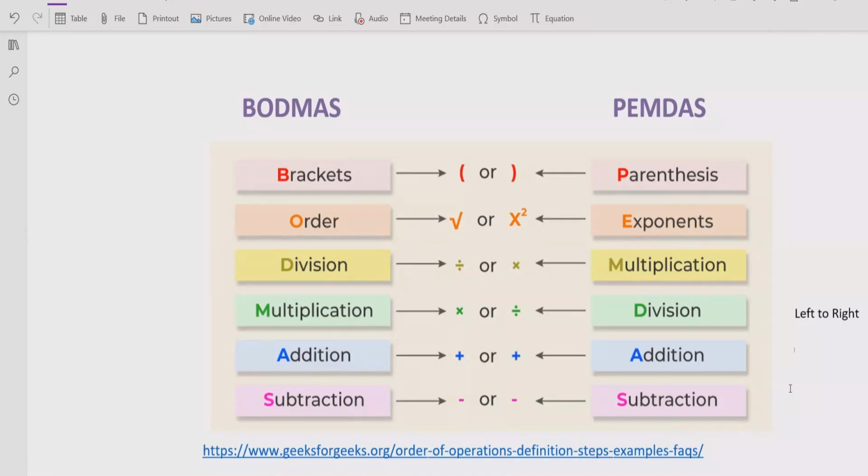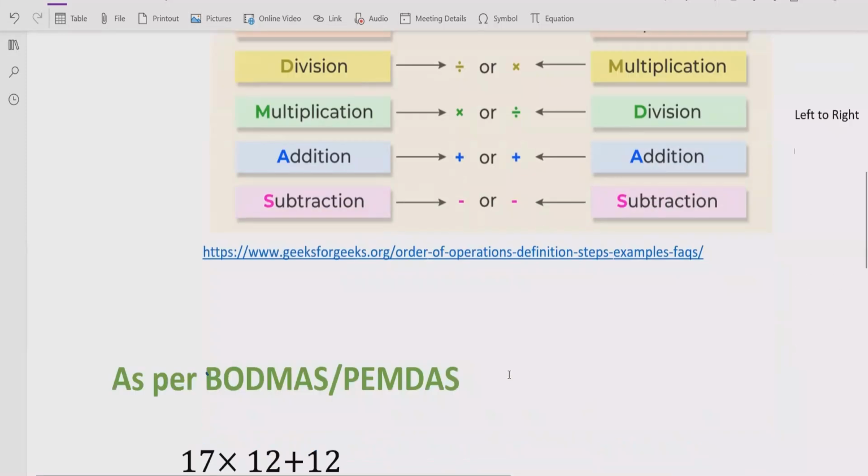After that, you have to go left to right and look at division and multiplication. Keep in mind both division and multiplication have the same precedence. So you have to see which is coming first. If division is coming first, you have to solve the division part first. And if multiplication is coming first, you have to solve the multiplication first. Similarly, for addition and subtraction, we have the same rule. We have to go left to right in our expression and find out whether addition or subtraction is coming first.